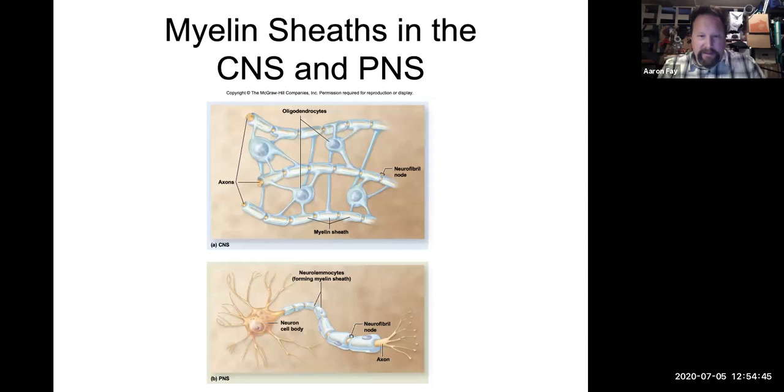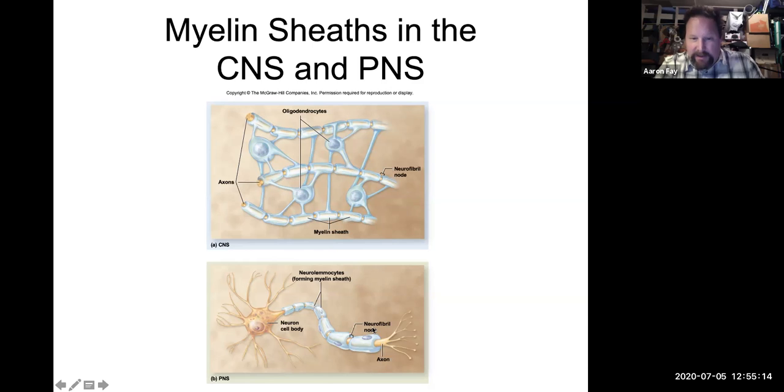So the way that this works, more or less, is when you have this insulation, when you have myelin, the action potential does not have to travel down the entire axon in a linear fashion. What is going to happen is it's going to simply jump from here, boink, it's going to jump to this little space in between the neurolemmocytes, right?